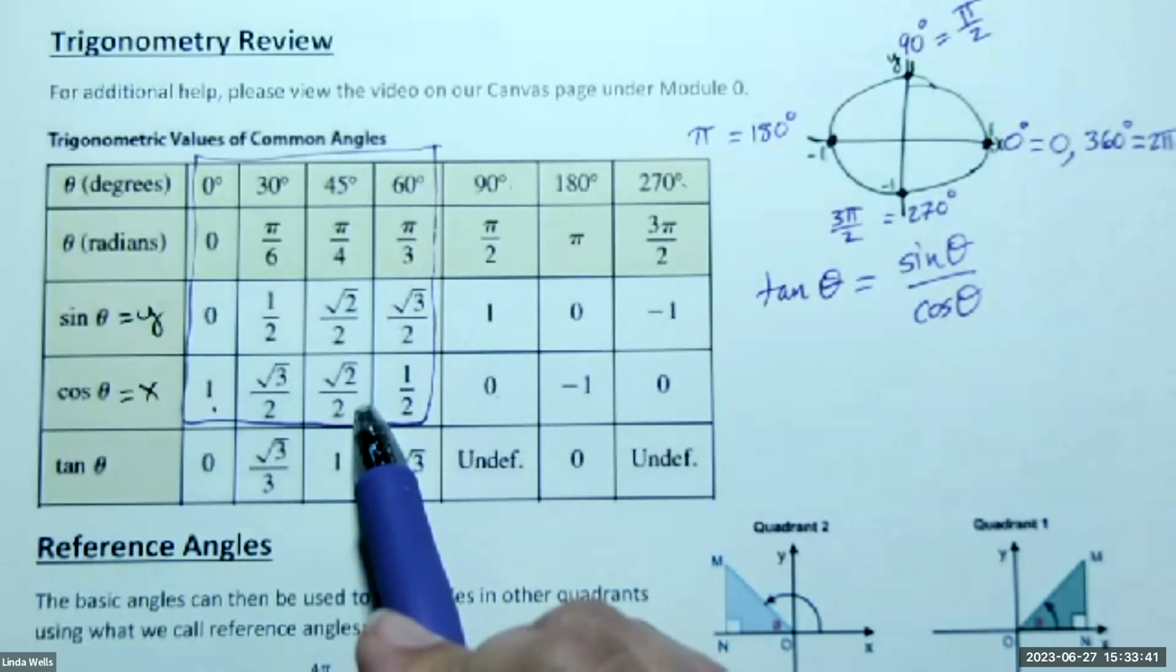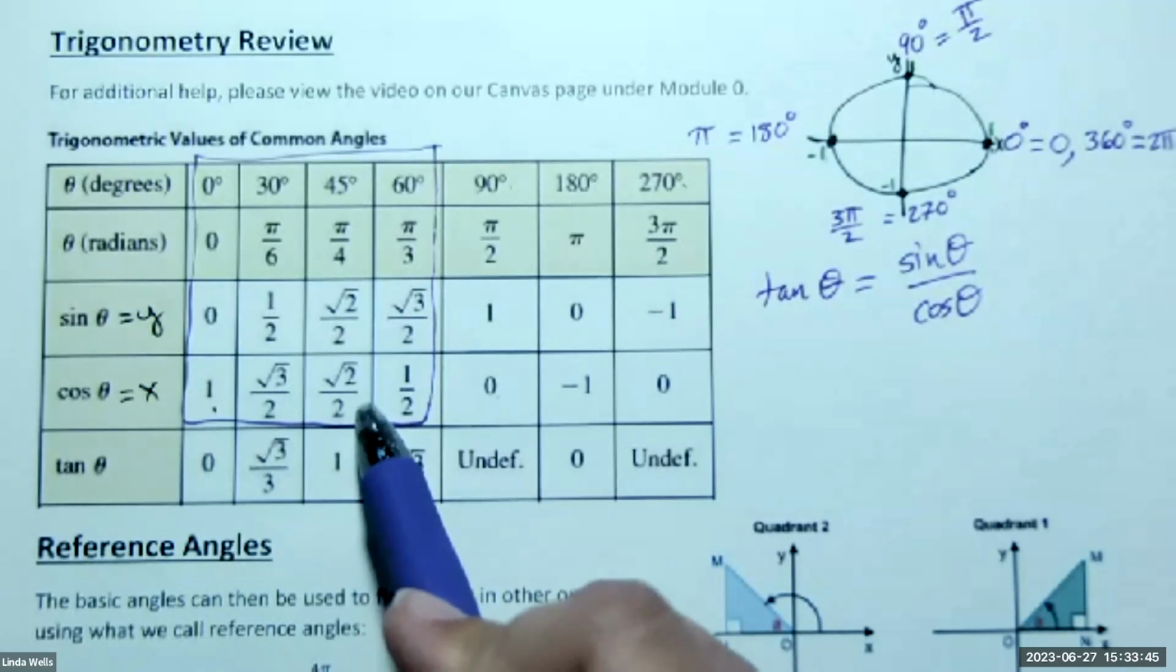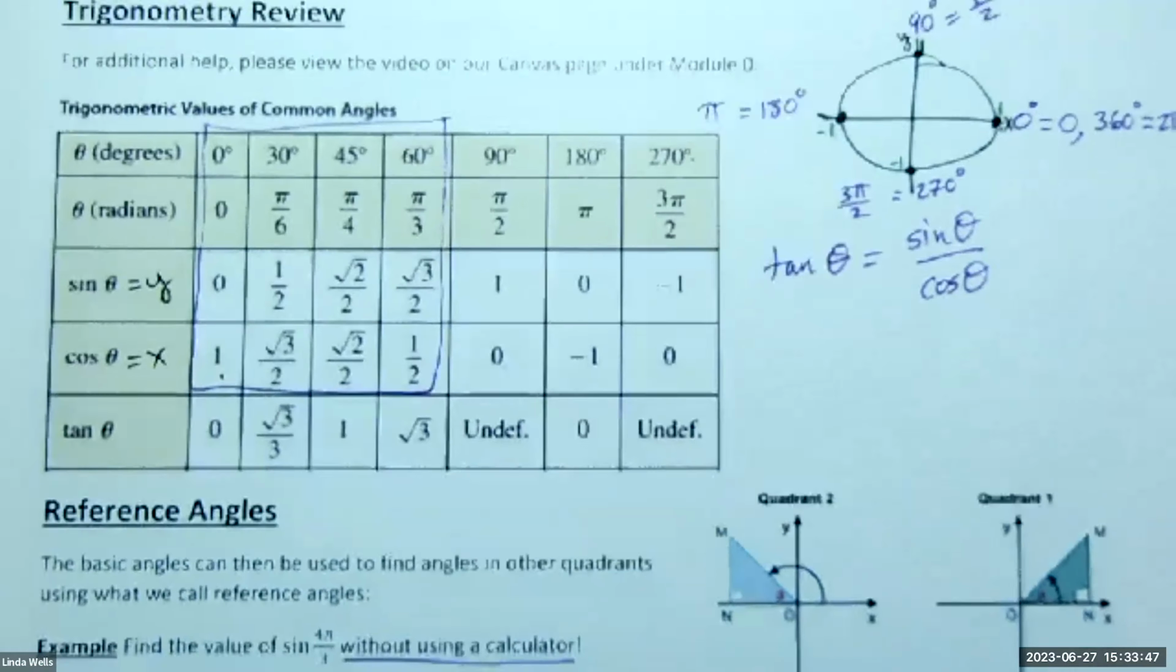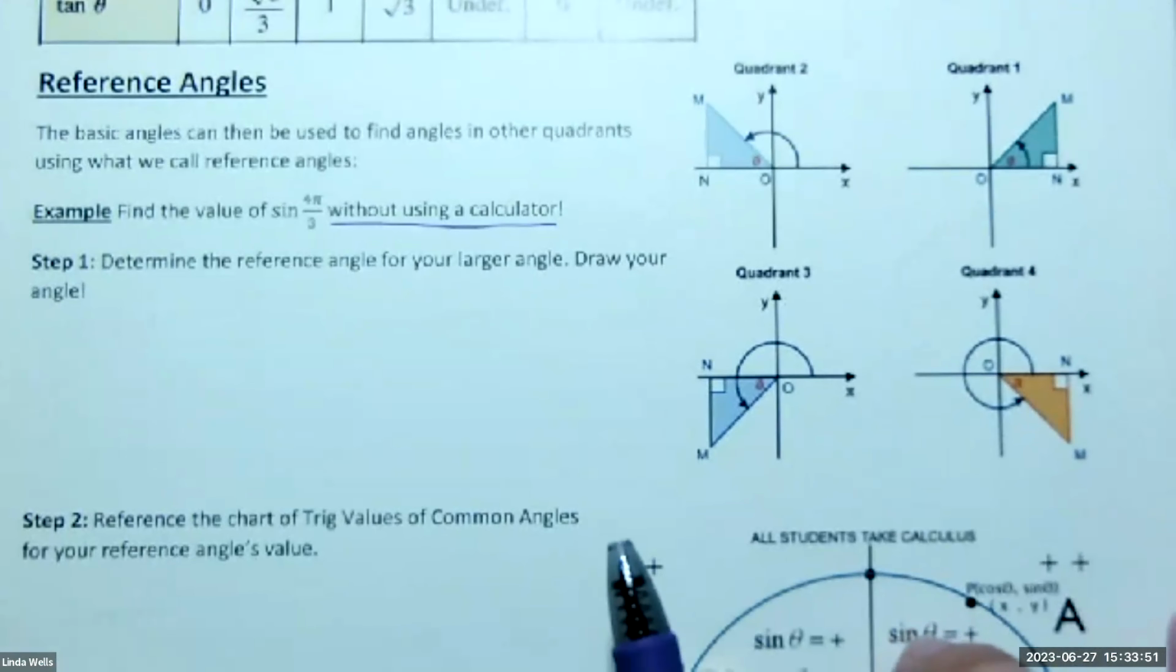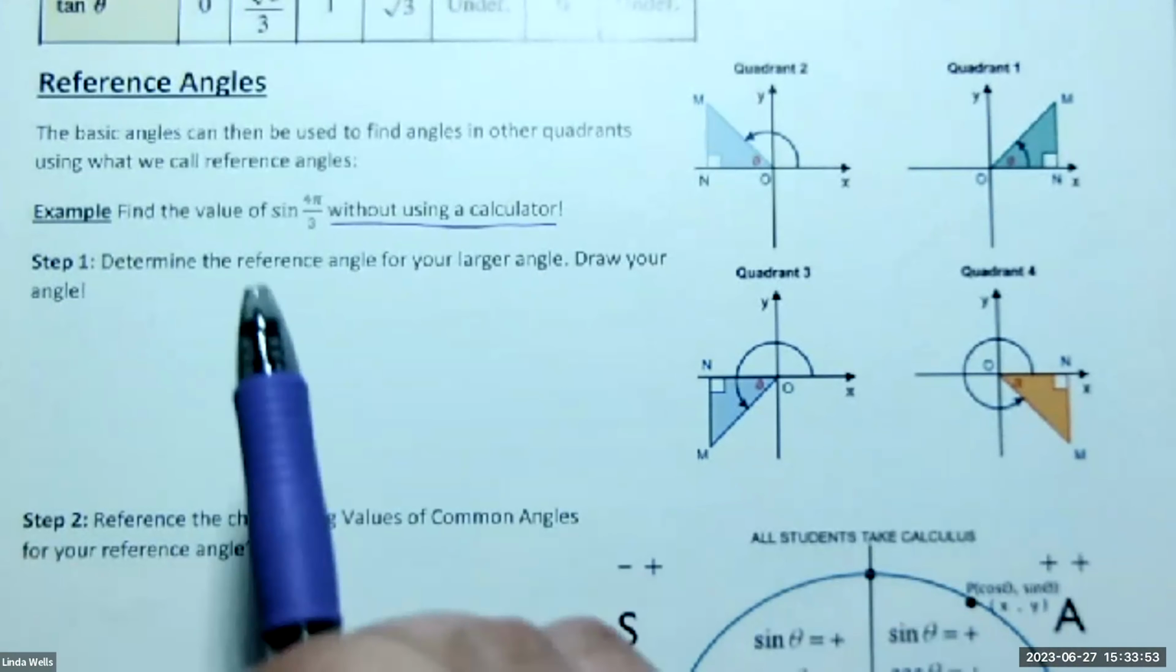Okay, somebody has shown me a calculator that actually does this for you. So if you want to go invest in that one, anyway. But for the most part, you can't use your calculator to get exact answers, except for special cases. All right, so how are we going to do this?